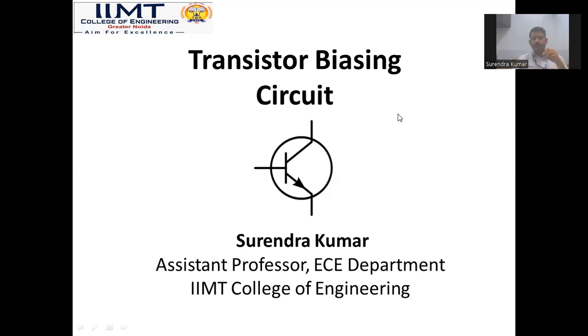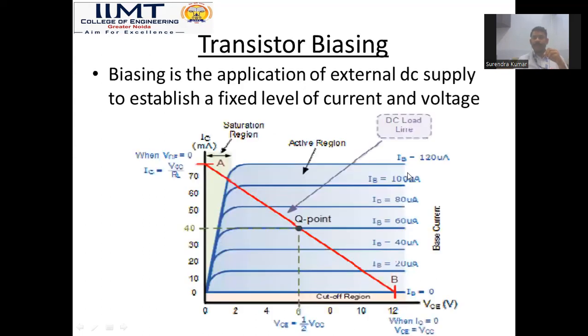So let's talk about first of all, what is the meaning of biasing? In a biasing circuit, we provide the DC supply to work a transistor in such a way as to get less distortion at the output. This is the first slide.